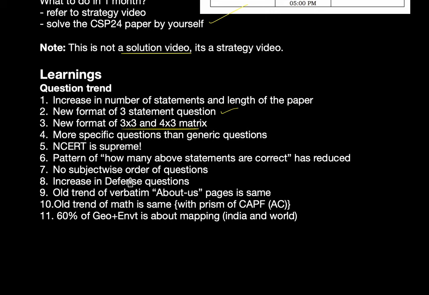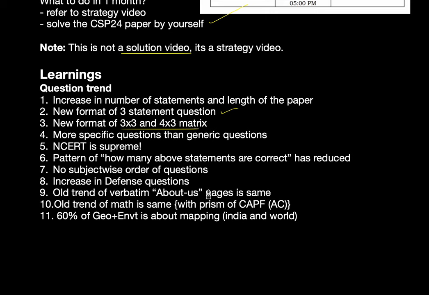Now, there is no subject-wise order of the questions. Previously, the questions of economy and polity were very clearly segregated into 10 questions, 20 questions, like that. This year they have started to mix up. So in the CAPF 2024 also, you should be able to switch between subjects very fast. That is, one question polity, next question economy, third question history. You should be able to move around.